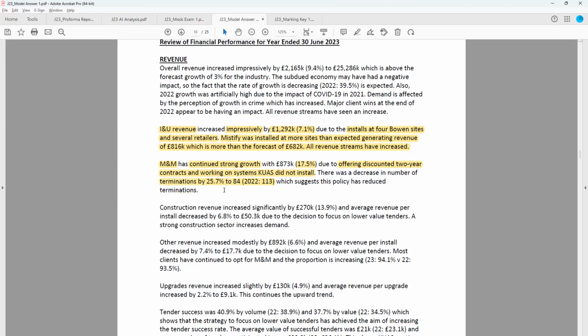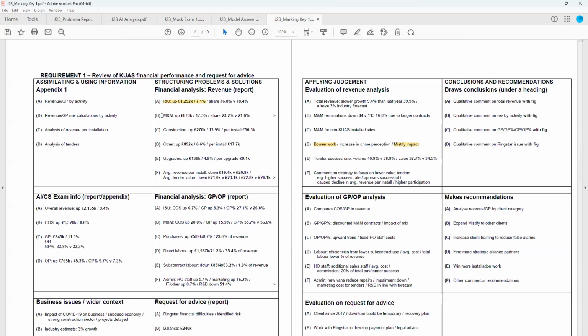I mean, terminations are lower. The only thing we really know about what's happened in a year of M&M is, of course, that there has been this change. And again, we're doing the same thing. So, number, and then there's a mark here for the terminations down, due to the longer contracts. So we picked up that point in there as well.